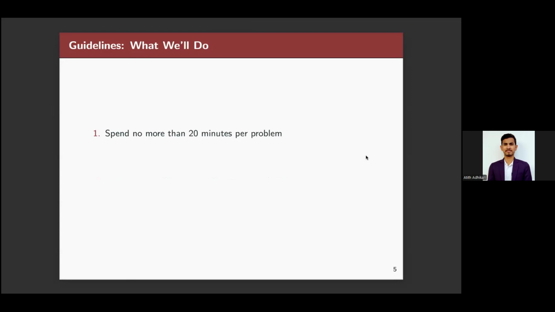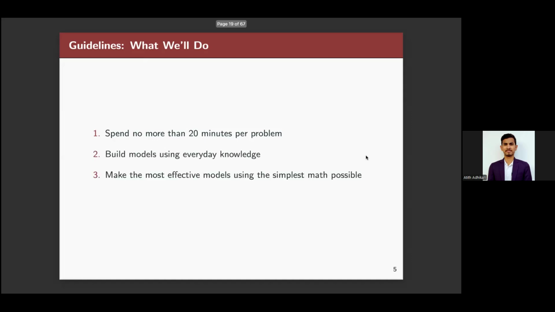Today, basically, we'll spend no more than 20 minutes per problem. The aim of this is that on each problem, we do not focus on too much of the technical details. We only focus on the general thought process and the ideas that go into solving each problem. We are also going to build problems and models using everyday knowledge. Of course, we're going to make the most effective models using the simplest math possible.